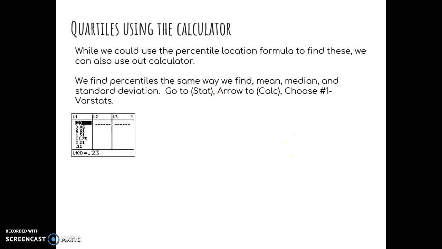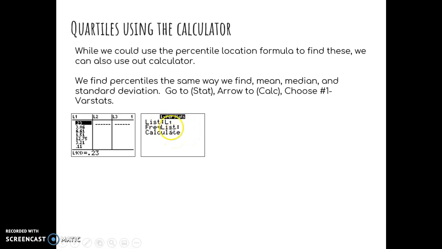So first we start by putting the numbers in the list: stat, enter, go into L1 or L2 or L3, whichever list you want to put your data in. Then go to stat, arrow right to calc, choose number 1, var stats. This will pop up. Where it says list, you should have listed the list where your data is. So in our case, it's in L1. Frequency list should say blank, and you go to calculate.